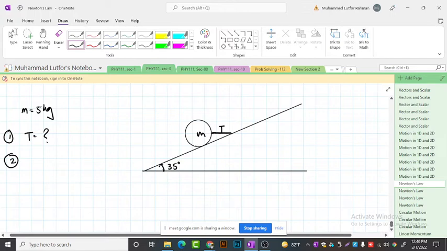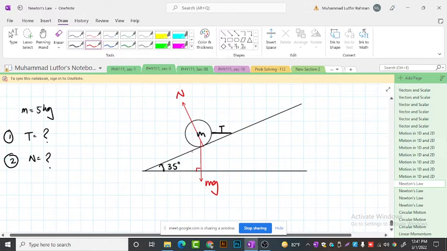Try to understand this. This is a very important concept, the free body diagram. This would be your mg, right? And this would be my normal reaction force. Remember, it should be perpendicular to the inclined plane, because right now we are dealing with this inclined plane. Since this angle is 90 degrees and this angle is theta, or 35, then this is going to be 90 degrees minus theta, right?